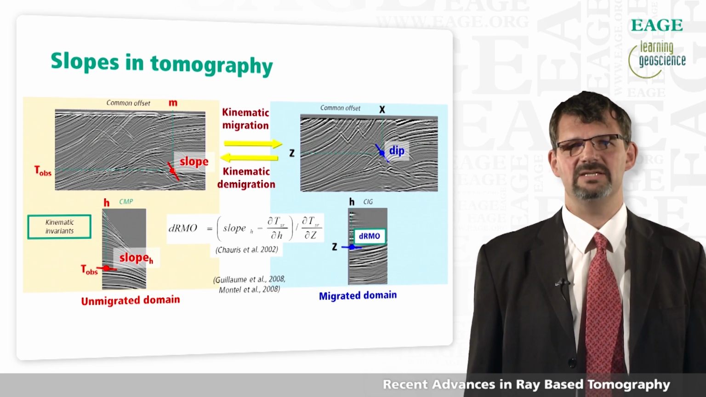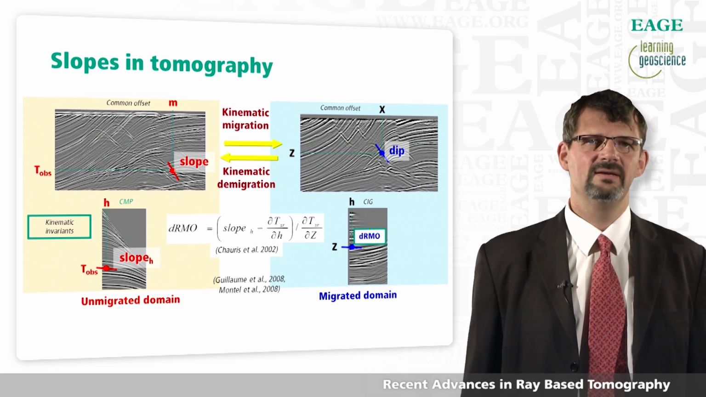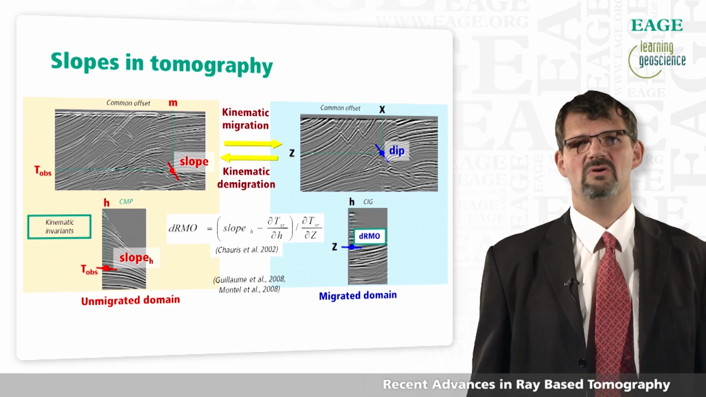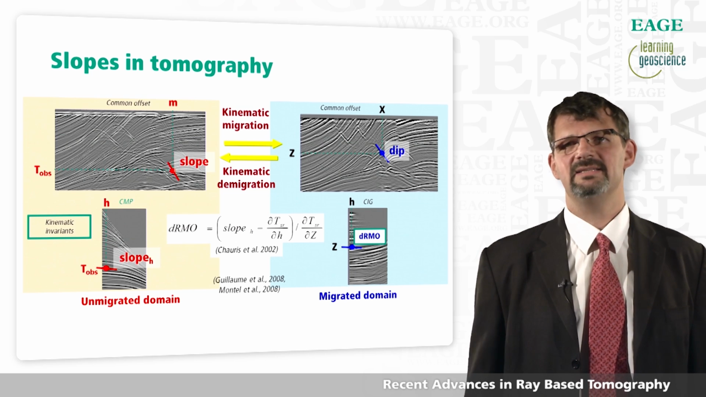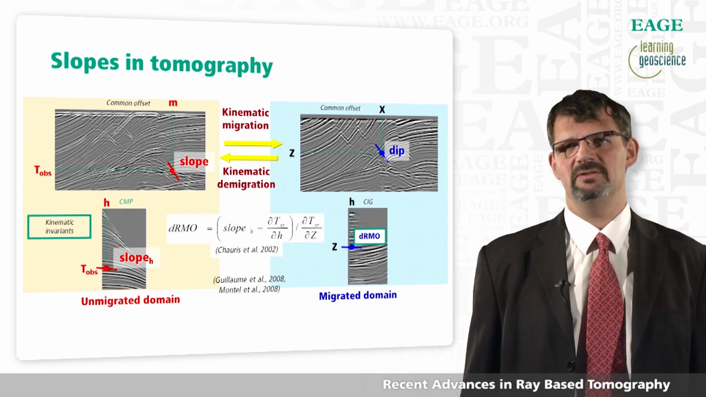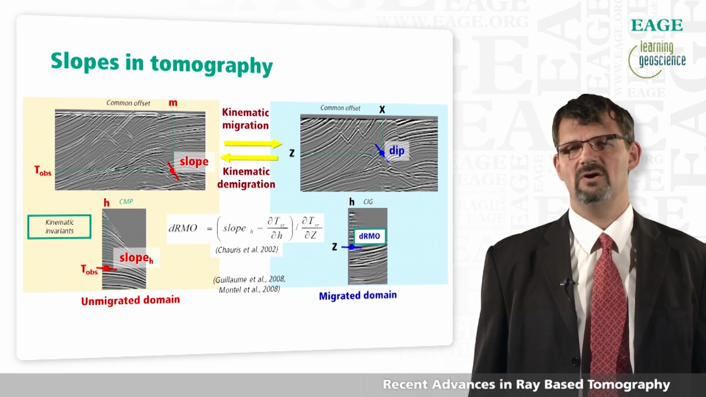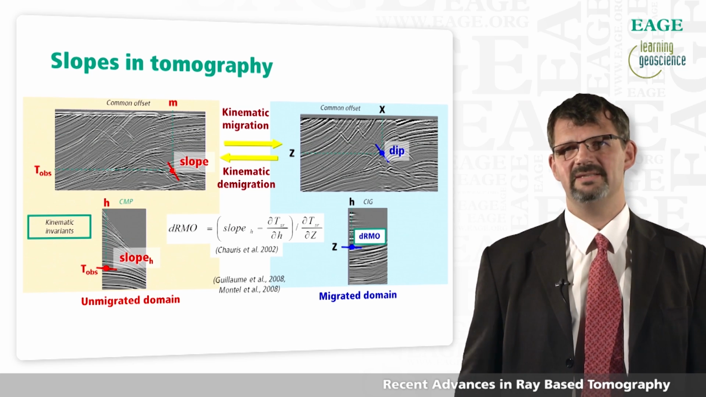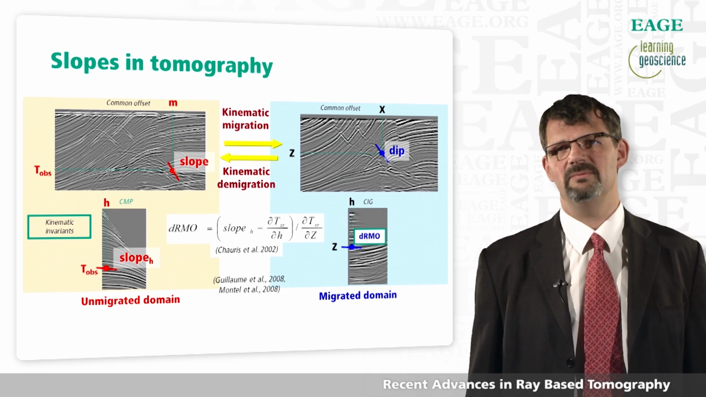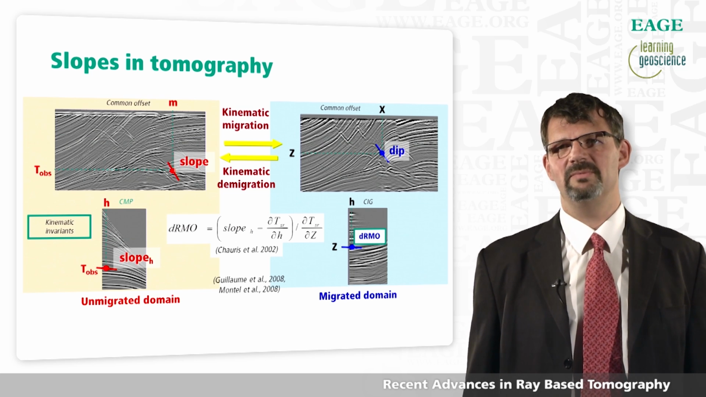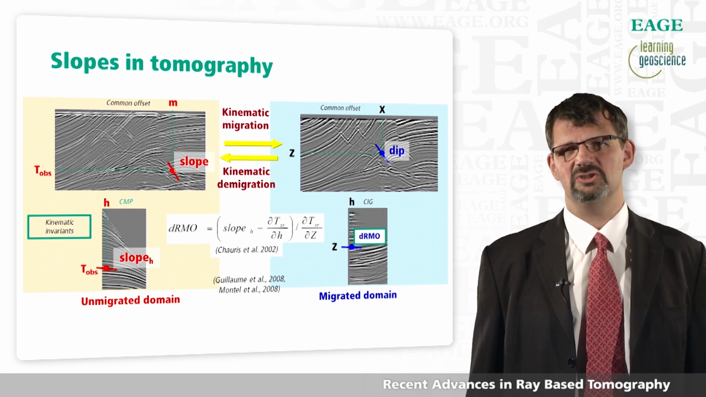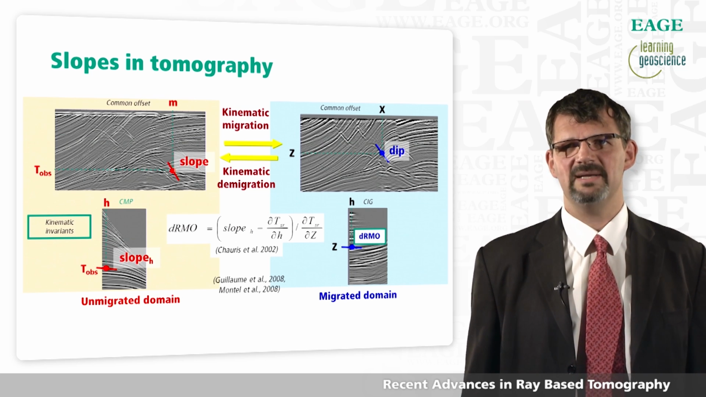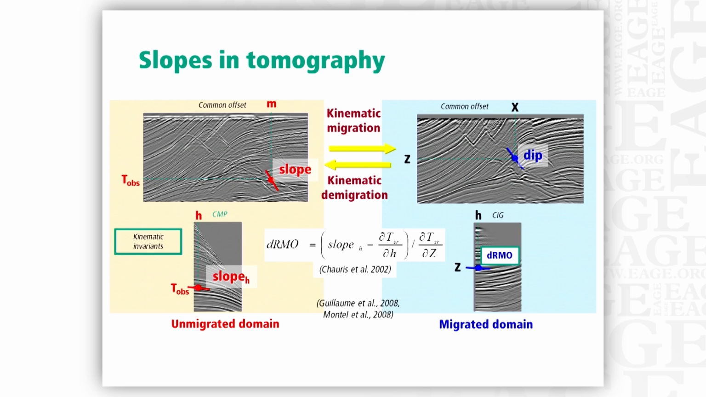Look at this sketch. You have on the left some view of the unmigrated domain. At the right, some view in the migrated domain. At the top, common offset panels. On the right, in the unmigrated domain. On the left, in the migrated domain. Look at the migrated domain. You can identify some event in the common offset section. It's localized by its position and its dip.